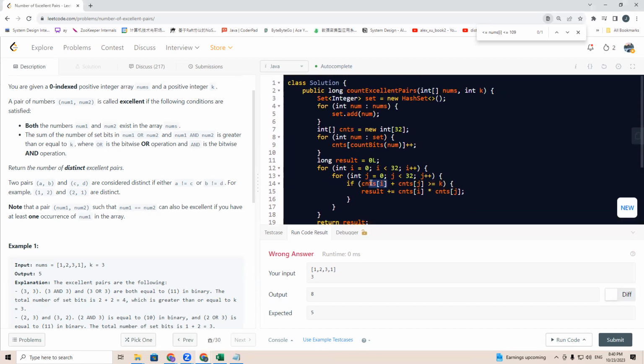This is not count i, it should be i plus j, right? Because for each bucket, the index will be those bit counts.